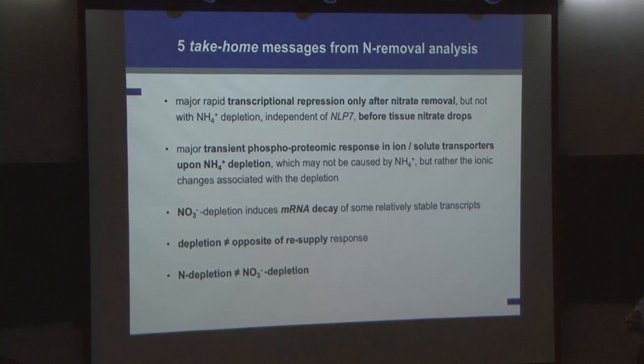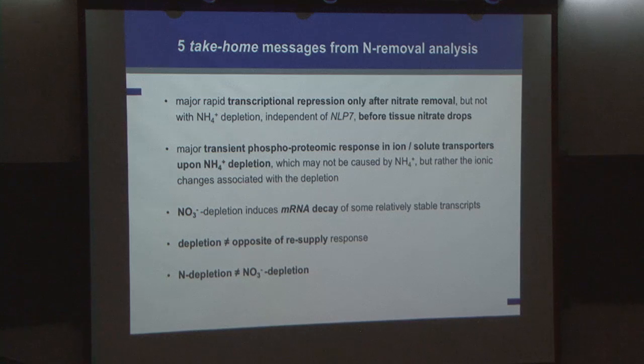What is it? Major transcriptional repression. So many transcripts rapidly go down when you take away nitrate, but not when you take away ammonium. This is independent of this NLP7 transcription factor that is involved in the nitrate resupply response. And this happens before the tissue nitrate drops. So apparently the nitrate is recognized outside and gives a signal into the cell to do something.